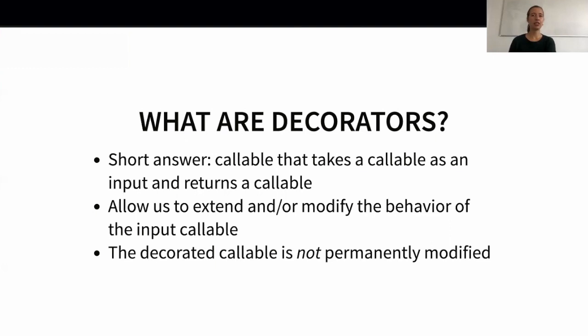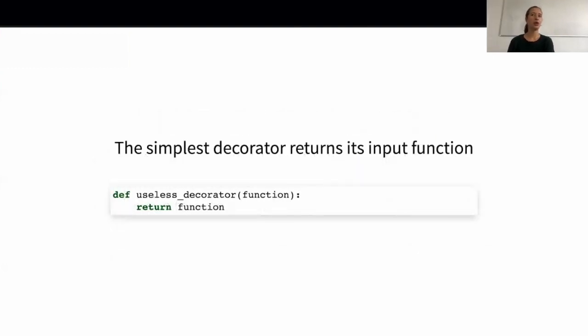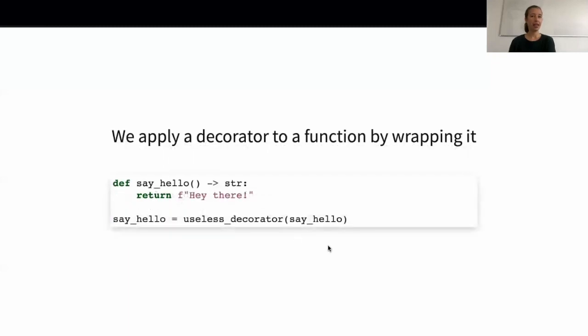This sounds quite abstract, so let's take a look at some code. The simplest decorator would be one that returns its input function. So right now, this decorator is not doing anything. It receives a function and returns it without modifying its behavior in any way. We can apply a decorator to a function by wrapping it. Given our simple decorator, so the one that is just returning the given function, we can apply it to the sayHello function by providing sayHello as an input and assigning that result to the sayHello variable again.